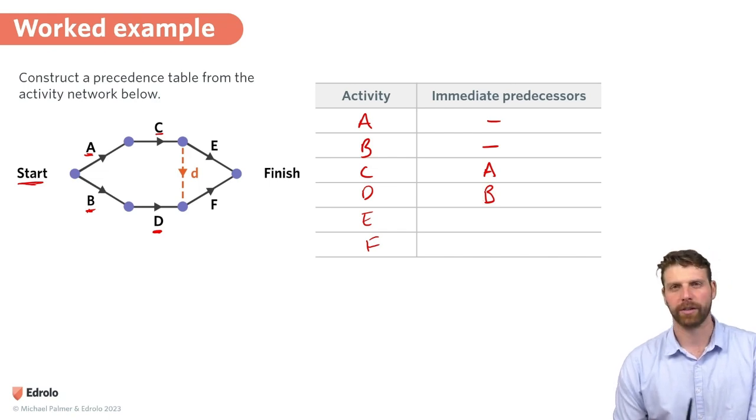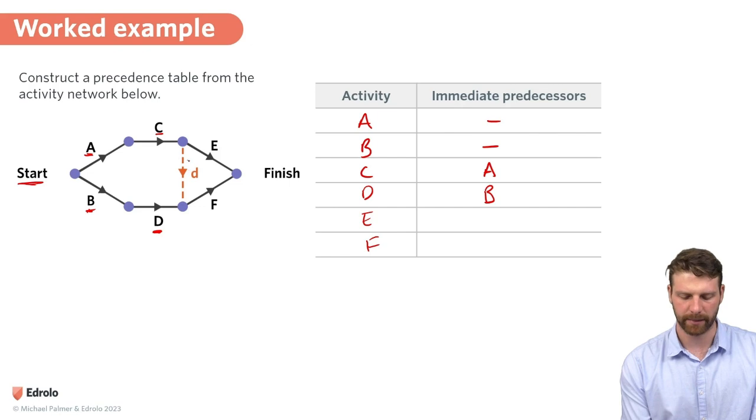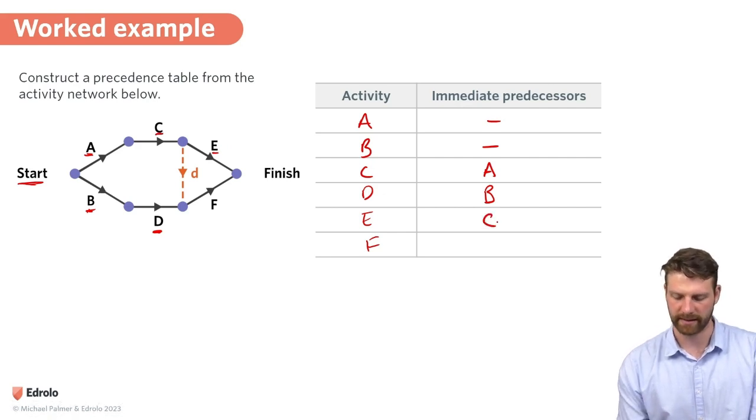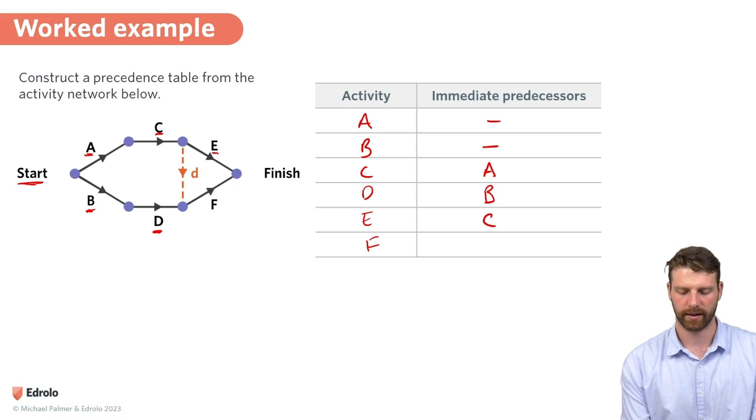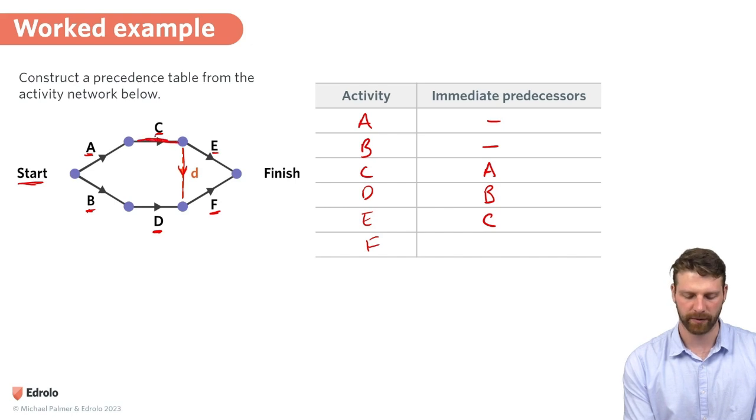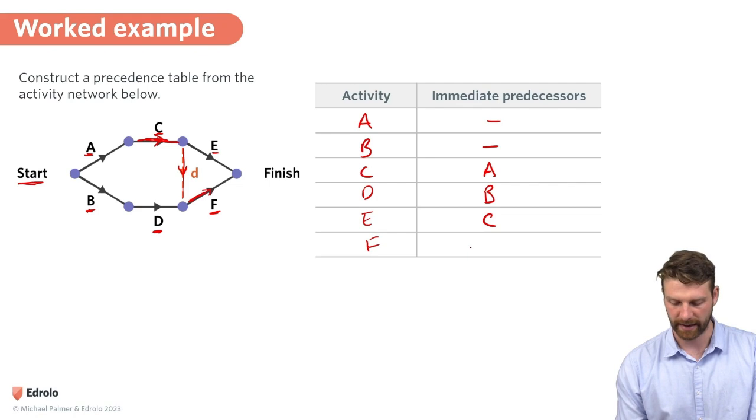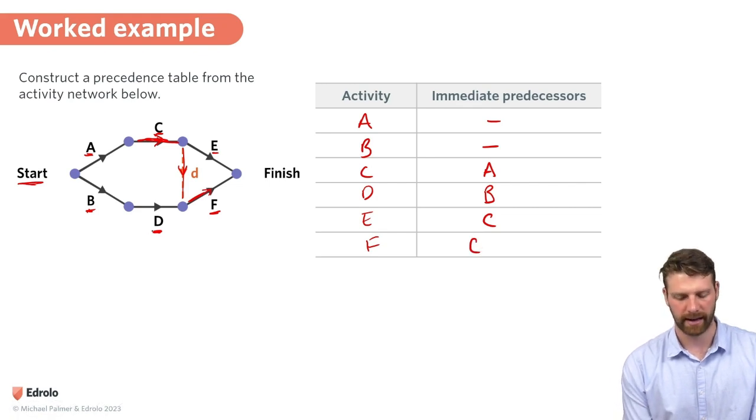Okay, a little bit more to think about now that we move on. We can see there's a dummy activity here, but I can see that E requires that C is finished, and so C is the immediate predecessor for E. And looking at F, now the dummy is pointing in here to F, and so that means that C must be finished before F can start. So I think C is an immediate predecessor for F as well as D.